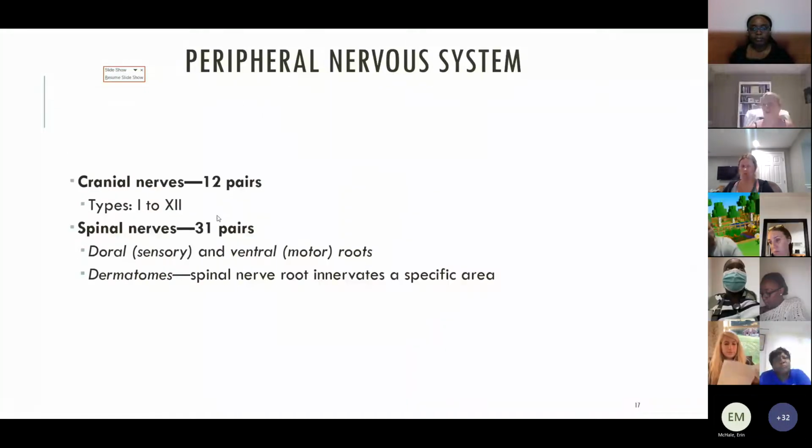So we do have 12 pairs of cranial nerves, and then we have 31 spinal nerves. We have dorsal spinal nerves, which are responsible for all of our sensory in our body. And then we have ventral nerves, which are responsible for our motor actions in the body. Then we have dermatomes, which are different areas in the body, different nerves that help innervate a specific area in the body.